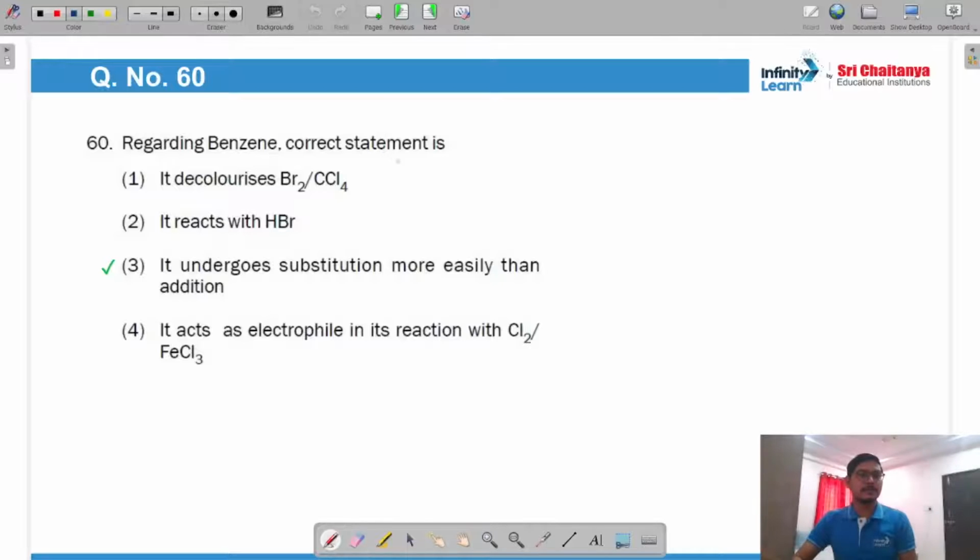Regarding benzene, the correct statement is it strongly resists addition because that would result in loss of aromaticity. So therefore, it undergoes substitution much more easily than addition reactions. Okay.